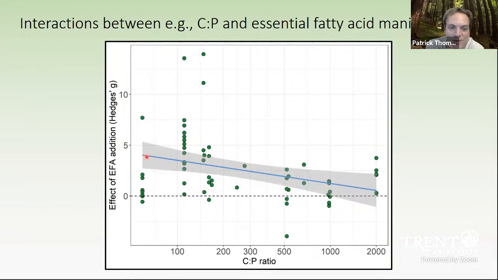So in general, there's lower effects of adding fatty acids when you have really high C:P ratios. So that kind of supports what people have believed and known for a while, that fatty acids become much more important when phosphorus is replete, essentially. But also note that most of these still have positive effects of adding fatty acids, even at really extremely high C:P ratios. So although the effect is lower, it's not zero. So I think that's interesting.